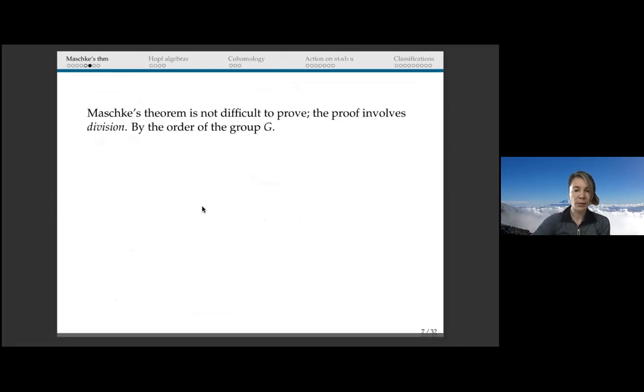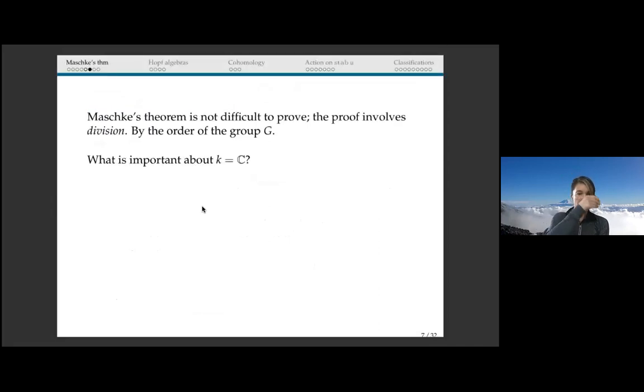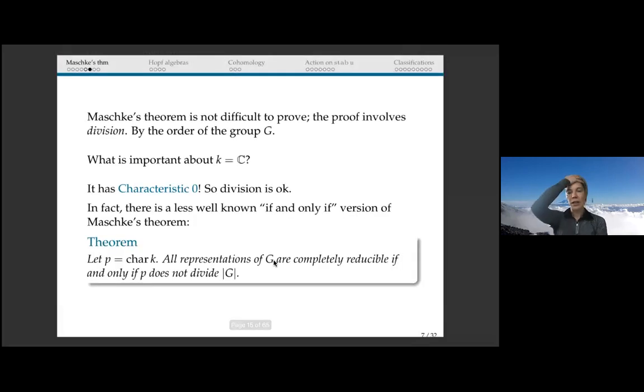And it's all fine if you can divide by the order of G, if you're over C. But if your field does not have characteristic 0, then division becomes a problem. And that's where Maschke's theorem fails. And in fact, it has a stronger version, which I think doesn't usually make it into the standard textbooks, that it actually holds if and only if p does not divide the order of G.